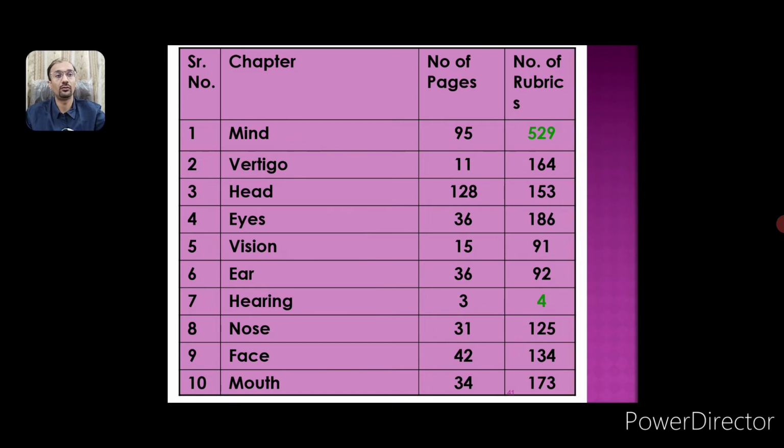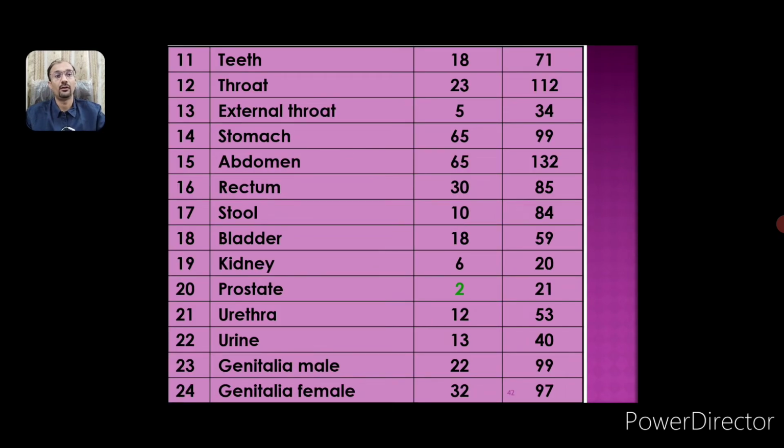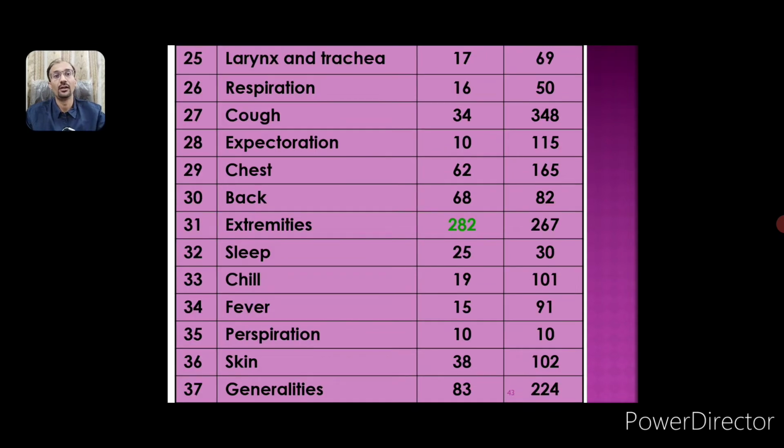If you are going to look at the contents by pages, the prostate chapter is the smallest chapter containing only 2 pages, and the extremities chapter is the largest chapter containing 282 pages.